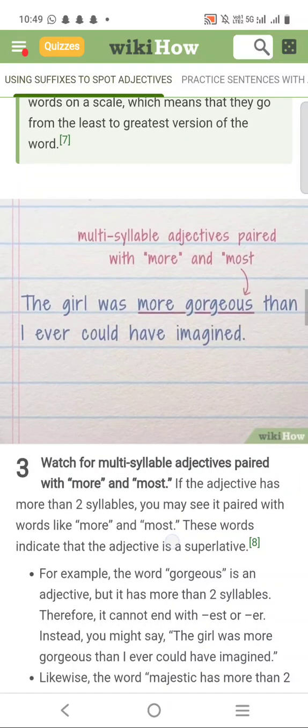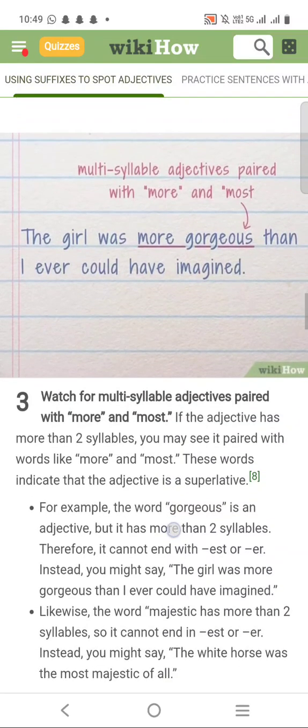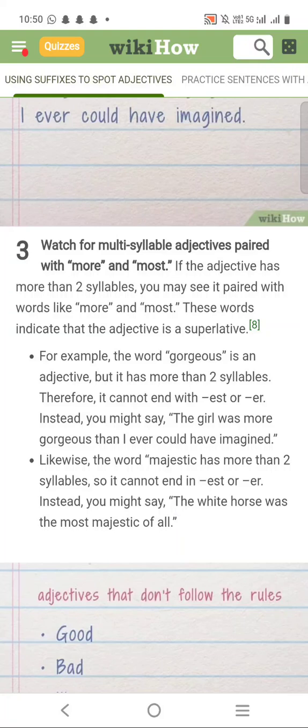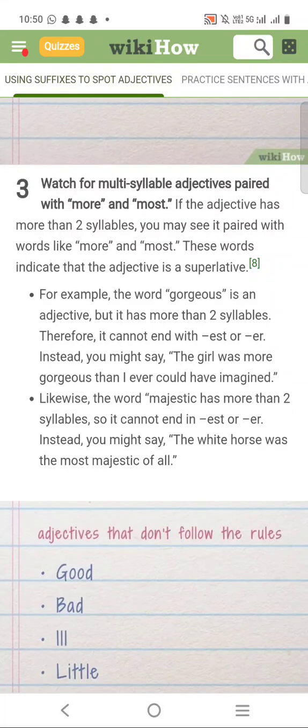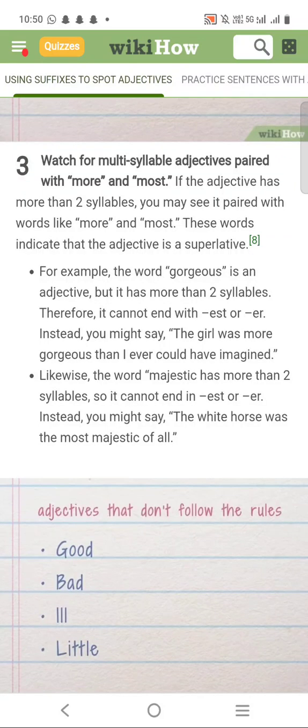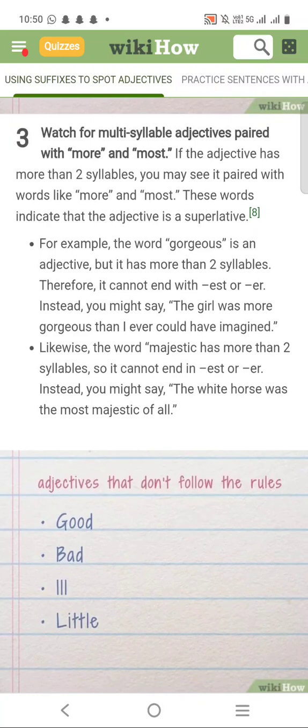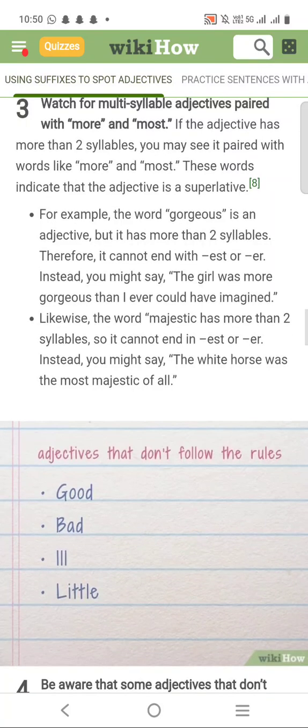Multi-syllable adjectives paired with more and most. The girl was more gorgeous than I ever could have imagined. Watch for multi-syllable adjectives paired with more and most. If the adjective has more than two syllables, you may see it paired with words like more and most. These words indicate that the adjective is a comparative or superlative. For example, the word gorgeous is an adjective, but it has more than two syllables. Therefore, it cannot end with est or er.